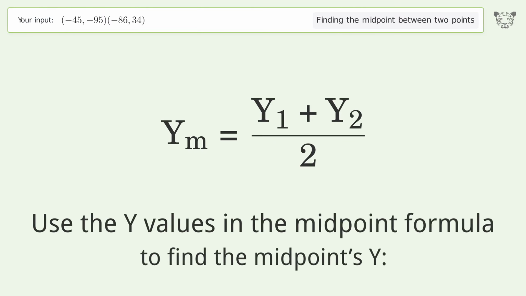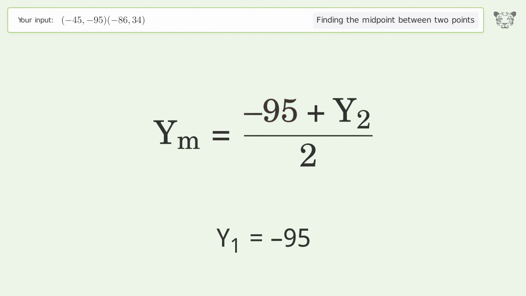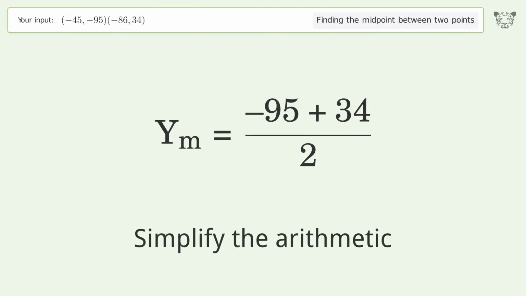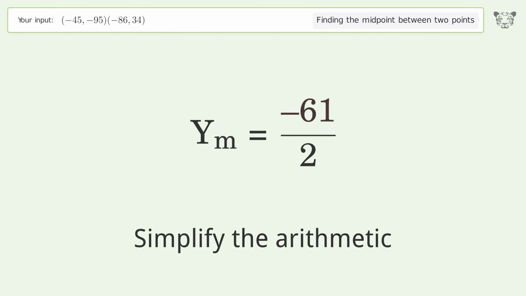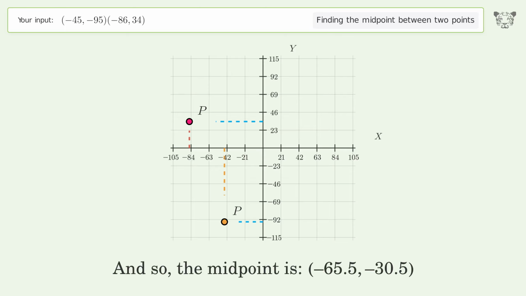Use the y values in the midpoint formula to find the midpoint's y. y1 equals negative 95. y2 equals 34. Simplify the arithmetic. And so, the midpoint is negative 65.5, negative 30.5.